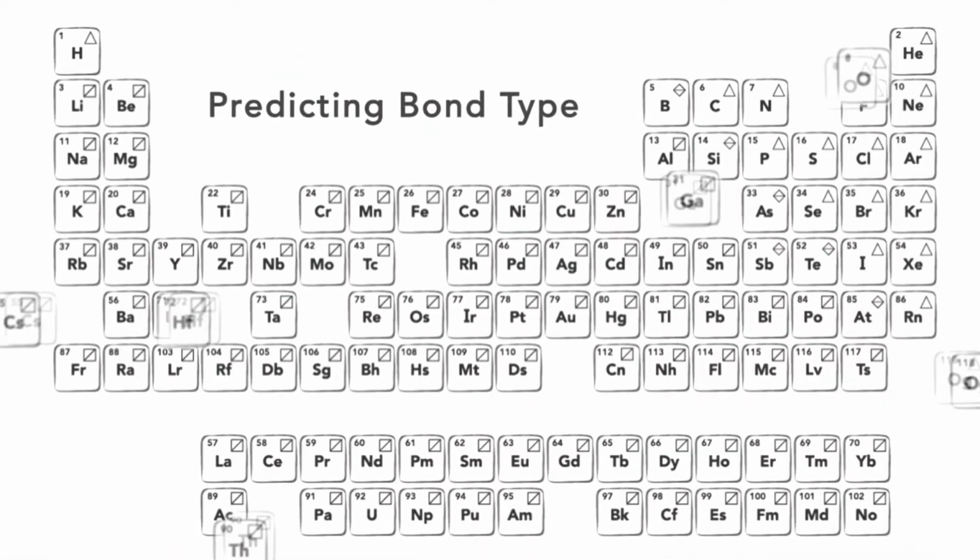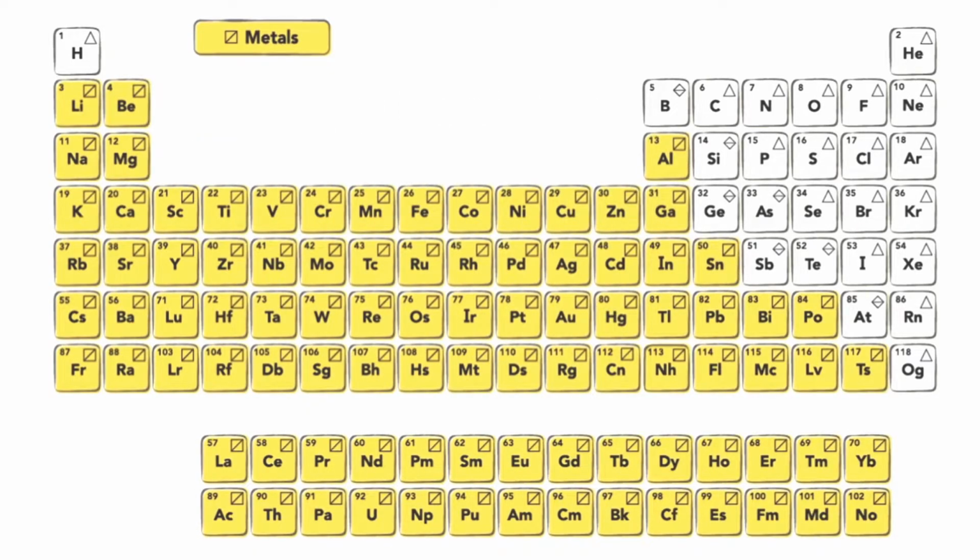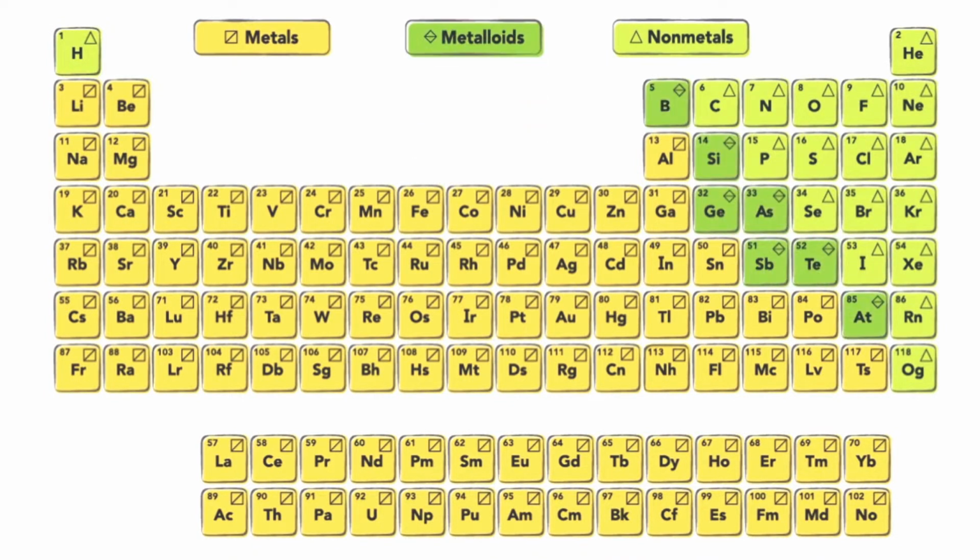Predicting bond type. Elements can be classified as metals, nonmetals, or metalloids. This classification can tell us the type of compound formed by two elements and how to name it.